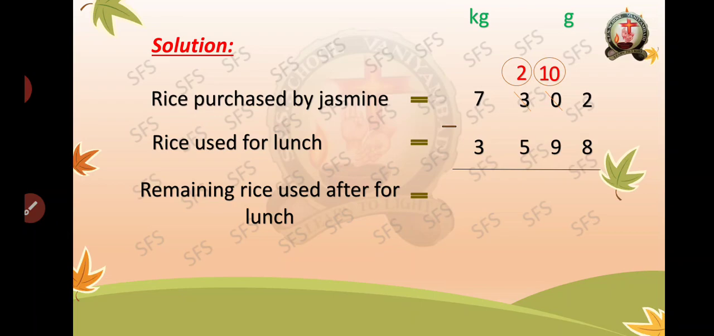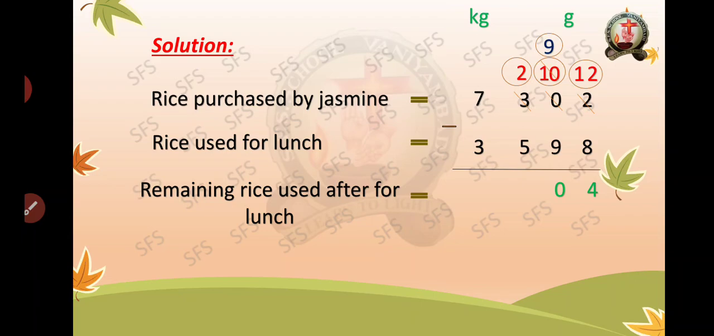So this 10 should give the number to 2, whereas 2 is smaller than 8. So this 10 will become 9. So this 2 will become 12. Now, is it possible to subtract 12 minus 8? Yes, of course. 8 after 9, 10, 11, 12. That is 4. 12 minus 8 is 4. Then 9 minus 9 is 0. Good.